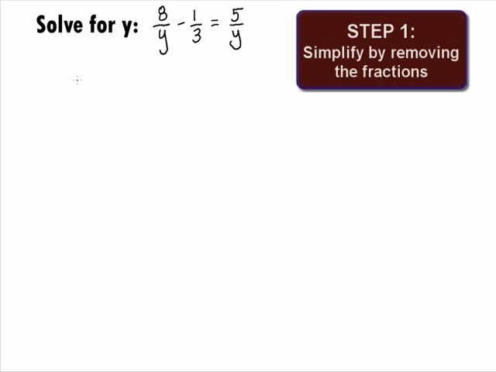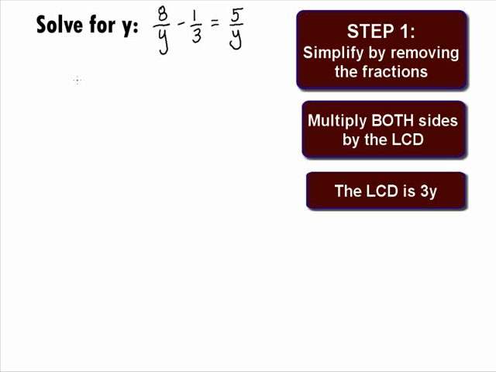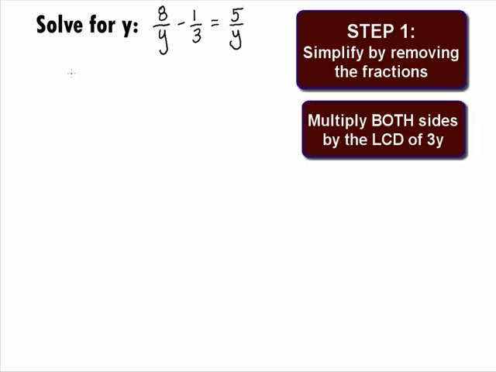In step 1, we want to simplify the equation by removing the fractions. We can do this by multiplying by the least common denominator, or LCD. Our denominators are y and 3, so our LCD is 3y. Let's see what it looks like when we multiply both sides by 3y.